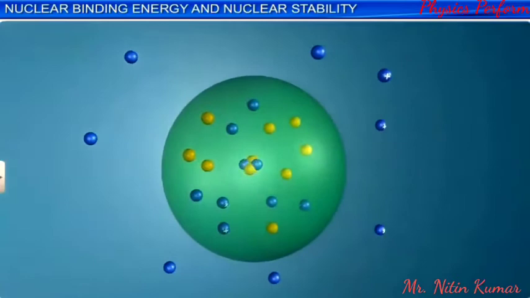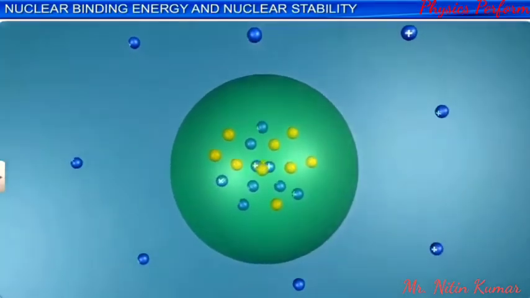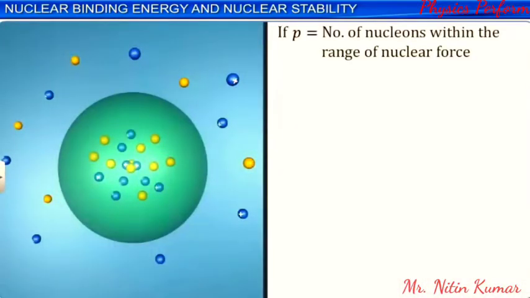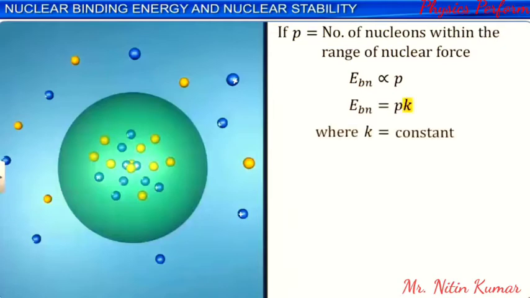A nucleon will be under the influence of some of its neighbors, which come within the range of the nuclear force. If any other nucleon is at a distance more than the range of the nuclear force from the particular nucleon, then it will have no influence on the binding energy of the nucleon under consideration. If a nucleon can have P neighbors within the range of the nuclear force, then its average binding energy will be proportional to P, and hence can be written as pk, where k is a constant having the dimensions of energy.